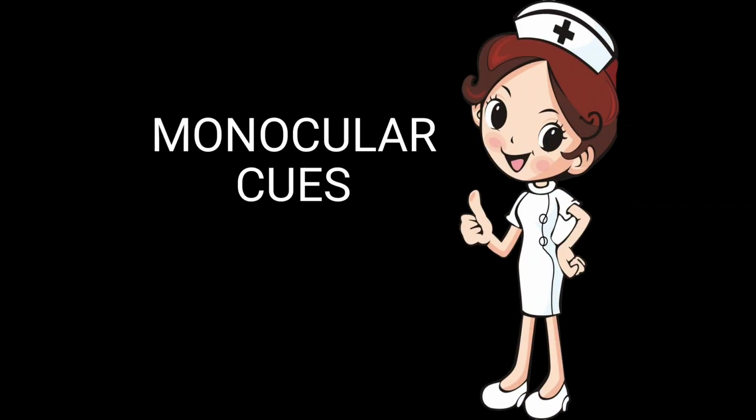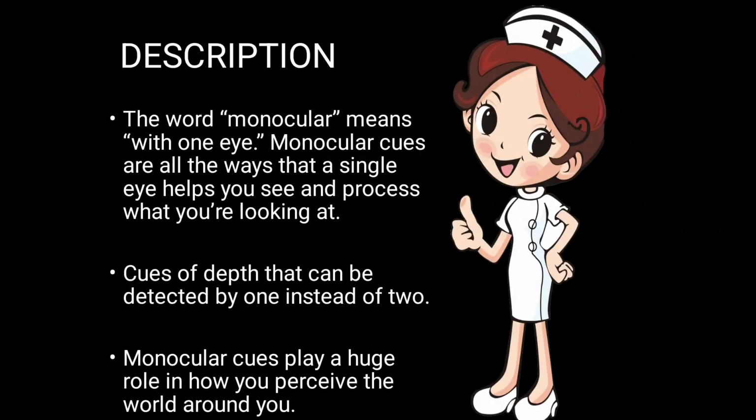Hi everyone, today I am giving you information on the topic monocular cues. So let's move to its description. The word monocular means it is related to one eye only. Those people who do not have two eyes, how can they perceive the world? That is the importance of monocular cues.